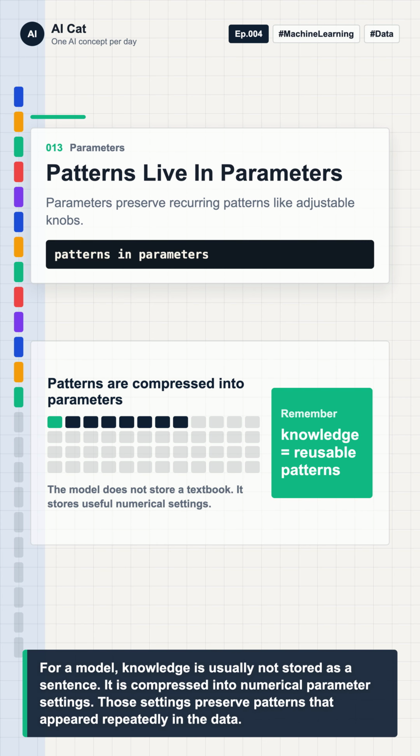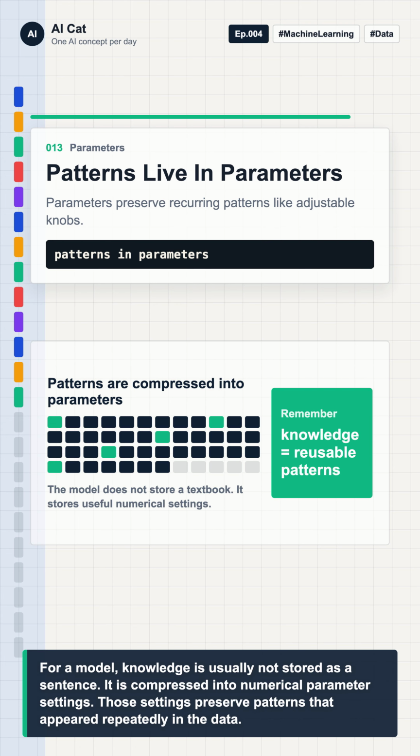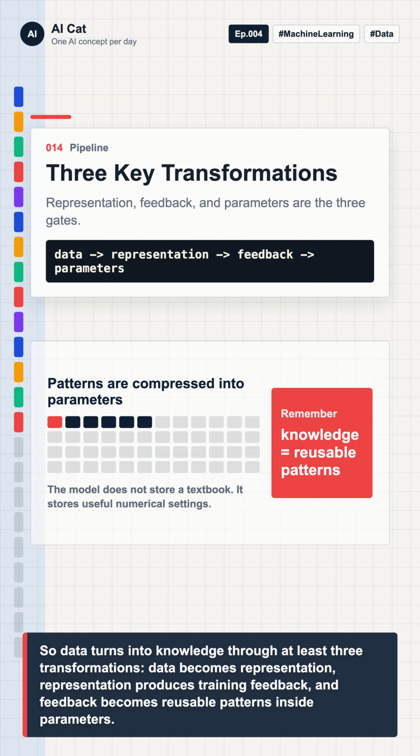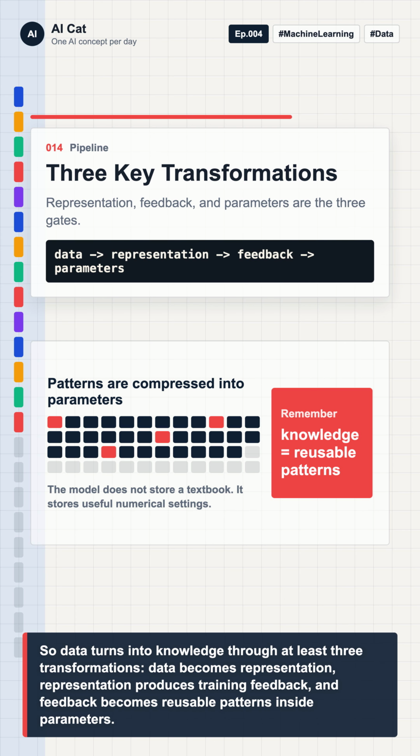For a model, knowledge is usually not stored as a sentence. It is compressed into numerical parameter settings. Those settings preserve patterns that appeared repeatedly in the data. So data turns into knowledge through at least three transformations. Data becomes representation, representation produces training feedback, and feedback becomes reusable patterns inside parameters.